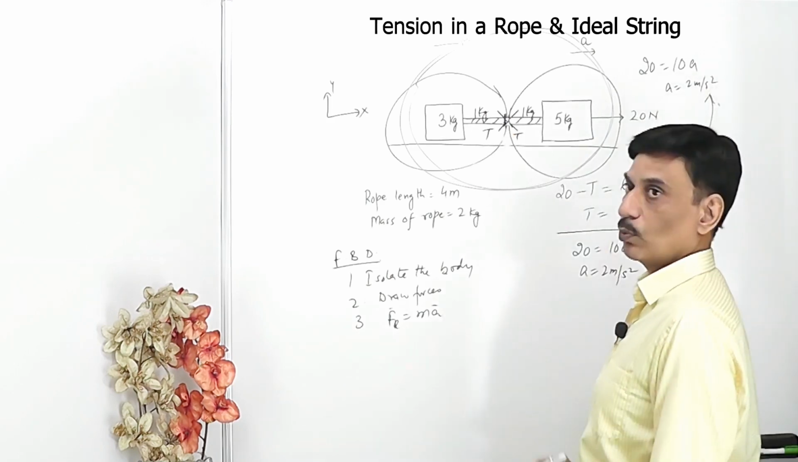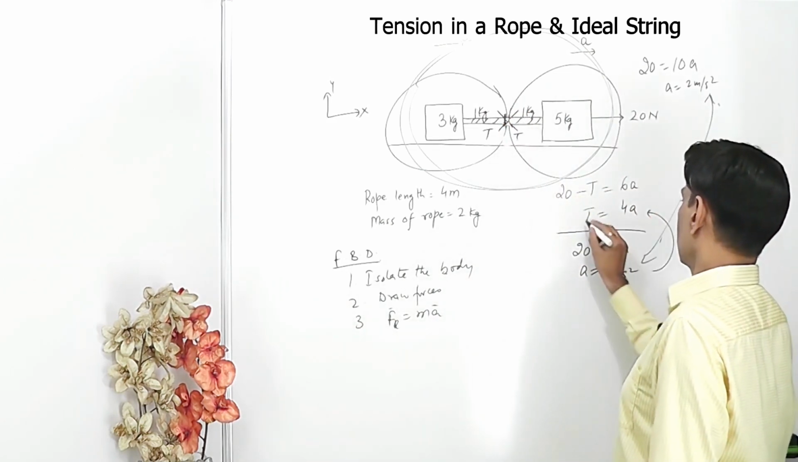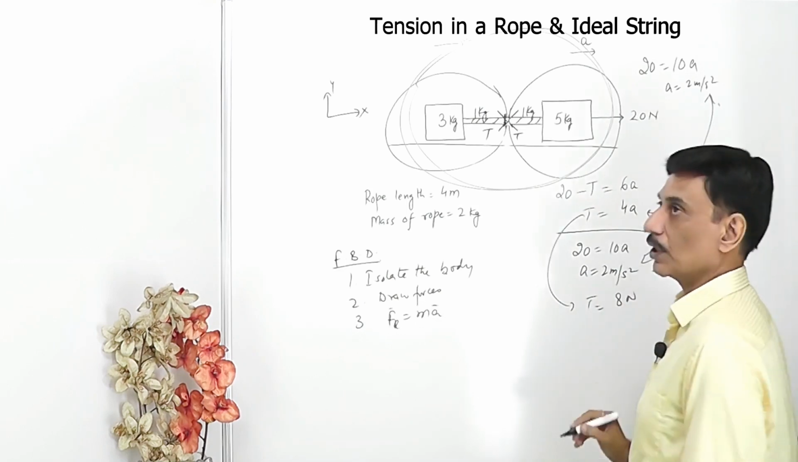Now we have to find the tension. What is the tension at this particular cross section? So we can put the value of A over here. So T comes out to be 4 into 2, that is 8 Newton.